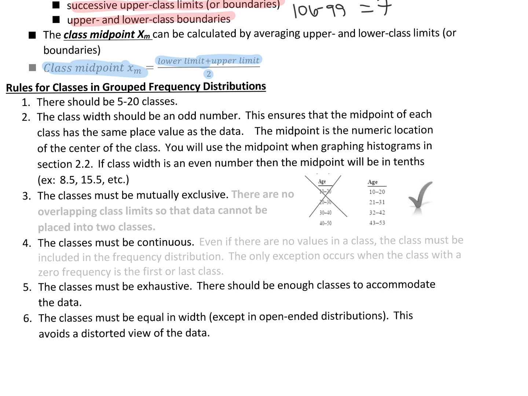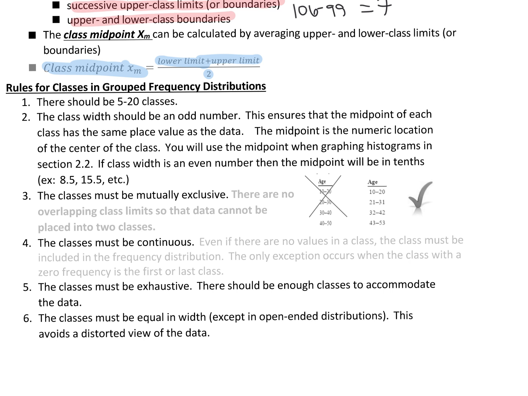If class width is an even number, then the midpoint will be in tenths, and the classes must be mutually exclusive. That means there are no overlapping class limits, so the data cannot be placed in 2 classes. The classes must be continuous. Even if there are no values in the class, it must be included in the frequency distribution. The only exception occurs when the class with a 0 frequency is the first or last class.